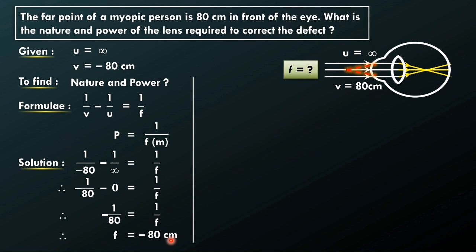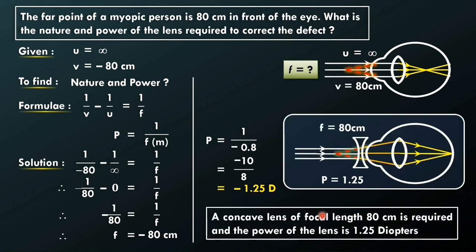So etia ami easily power to liabo parim, right? So p equal to 1/f. So focal length to jihetu centimeter ase, so first te ami meter le convert koribo lagibo. Okay, which is equal to 0.8. So p equal to 1/-0.8, which is equal to minus 10/8. Therefore p equal to minus 1.25 diopter.